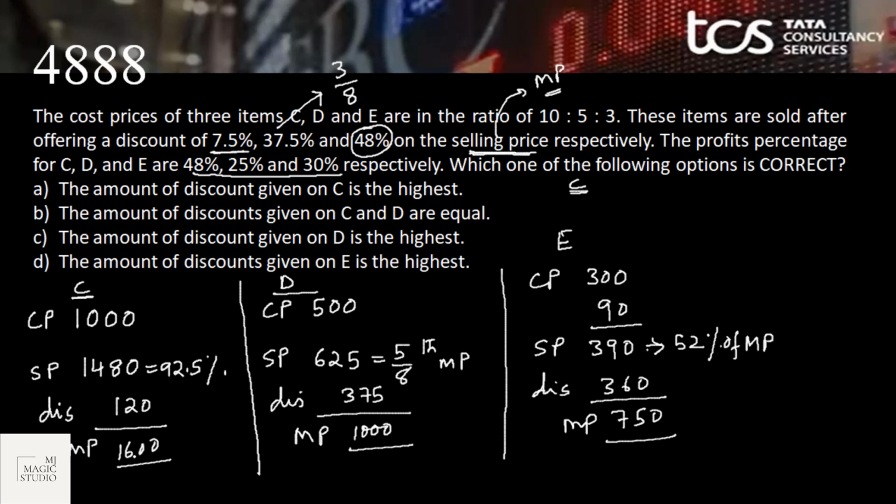Let them ask any question. They would have asked what is the ratio of marked price. We would have given the ratio of marked price or ratio of discount. They are discussing discounts. The amount of discount given on C is the highest. No. C is only 120. D is 375. E is 360. The amount of discount given on C and D are equal. 120 and 375 are not equal. Amount of discount given on D is the highest, and that is correct. Amount of discount given on E is the highest. No. Amount of discount given on D is the highest. Option C is the answer.